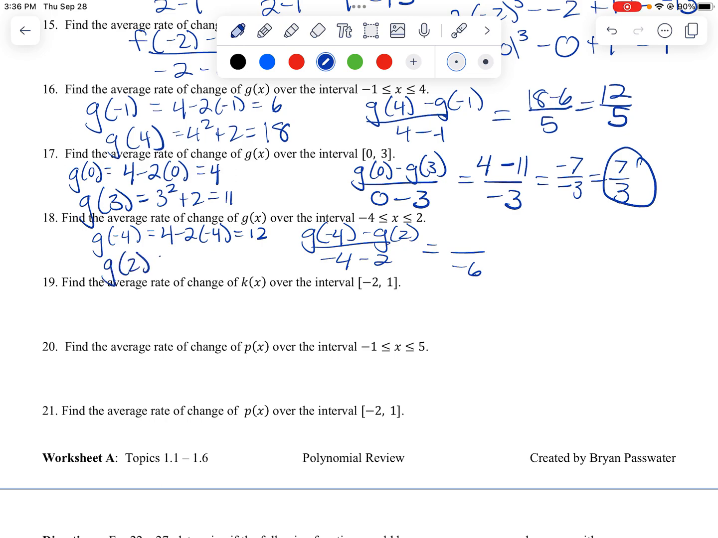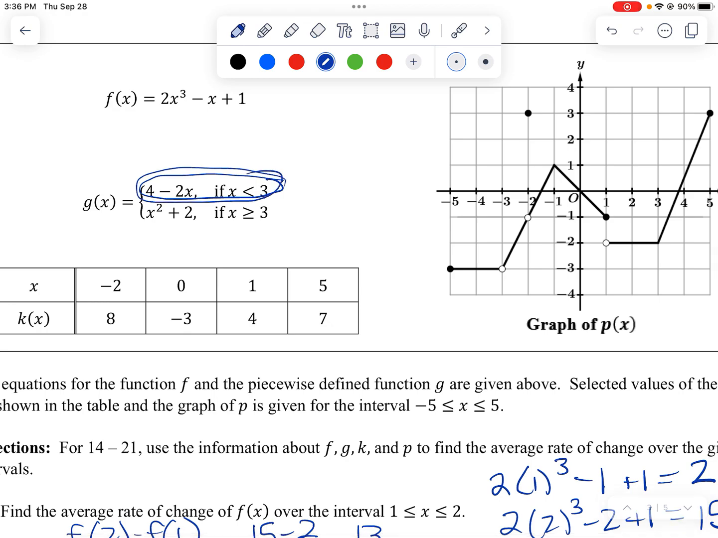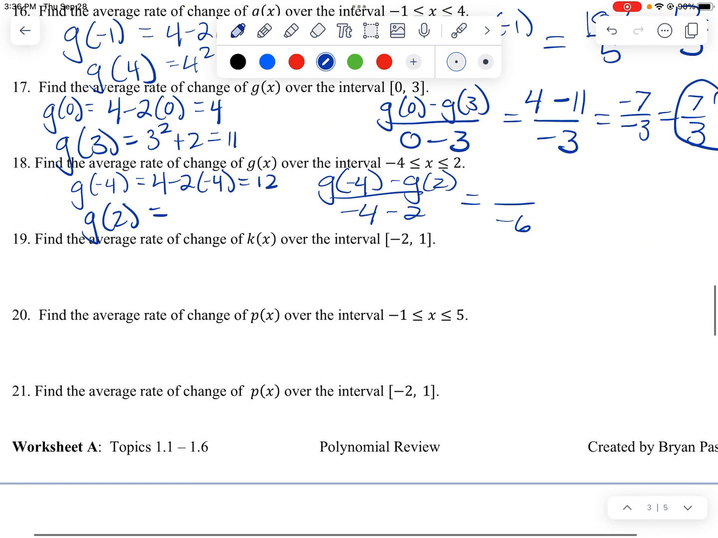And then g of 2. So where are we going to plug in g of 2? Well, also that top one. So 4 minus 2 times 2. So 4 minus 4 is 0. So we would have 12 minus 0. So that's going to give us negative 2.